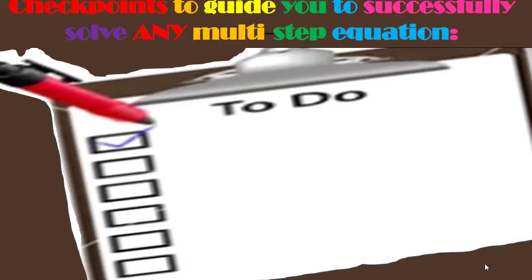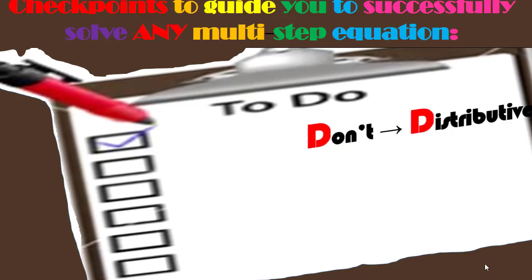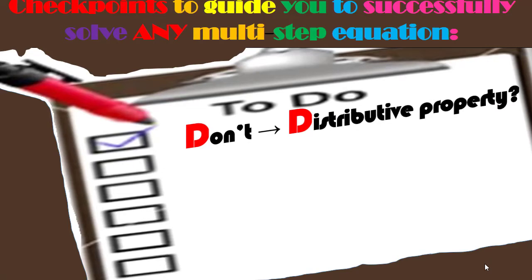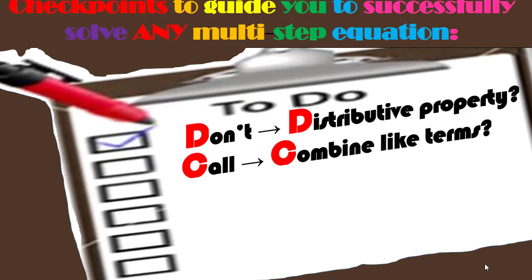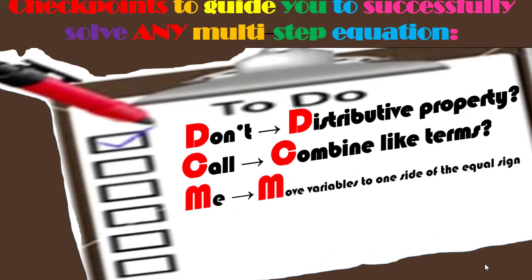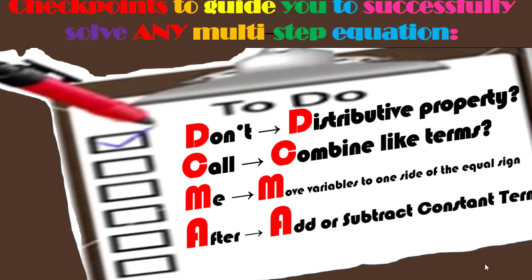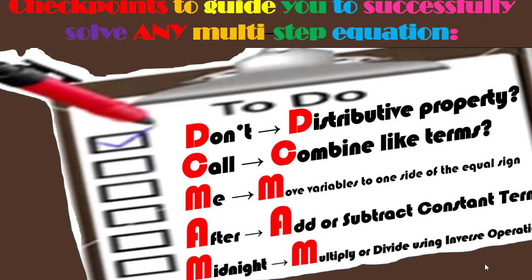Here are some checkpoints to guide you to successfully solve any multi-step equation using the acronym just presented. D stands for don't, the distributive property. C stands for call, combine like terms. M stands for me, move variables to one side of the equal sign. A stands for after, add or subtract constant term. M stands for midnight, multiply or divide using inverse operations.